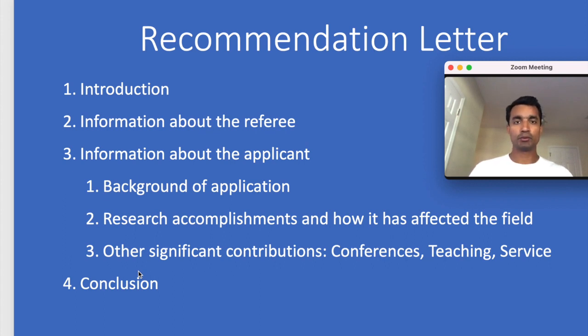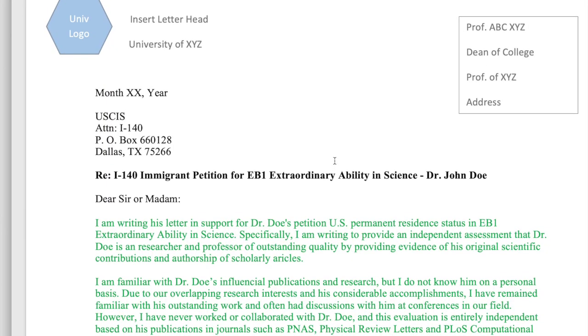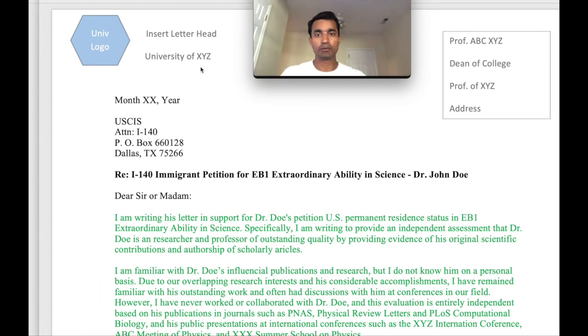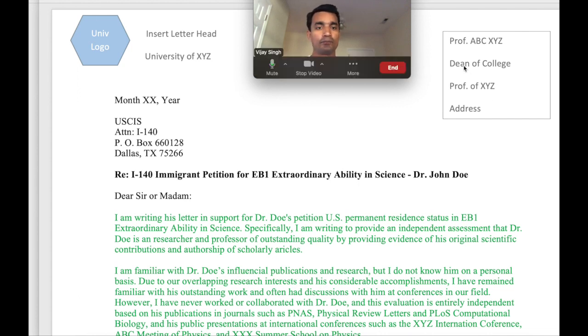So let me show you how this would look. The letter would look something like this. Generally what you should do is ask your referee to put a letterhead on top, and then their information, their name, whether they're a professor or a dean. It's better to get a letter from somebody who is highly accomplished. So try to get a letter from someone who has done very well in their field, and their address.